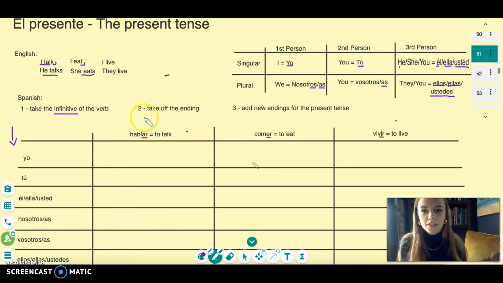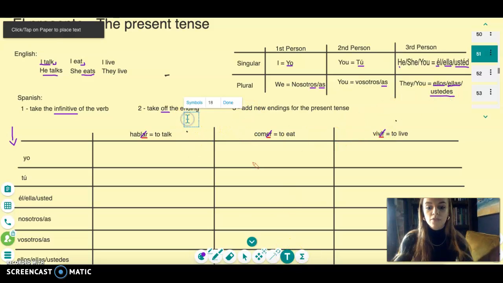Now let's have a look at the next step. So we have to take off the ending. So we take off the ending. Now our endings are these bits I've just underlined here. So AR, ER, IR, those are our endings, and we take those off. So we're just left with the bits beforehand. They're called our stems. Our stems. So take off the ending and we're left with our stem.